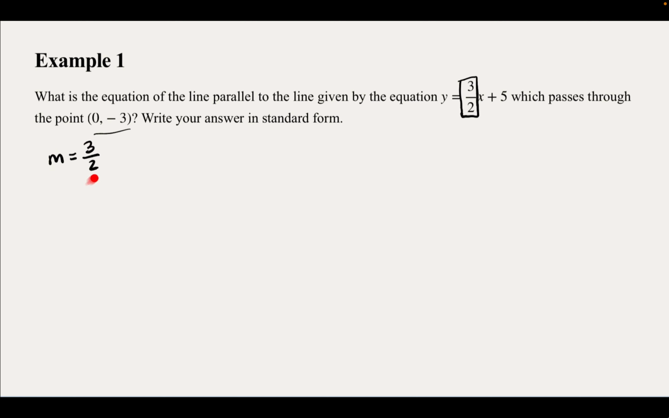I have the slope, I have a point, which means the equation that I should be using is point slope. y minus y1 equals m times x minus x1. You're welcome to use slope-intercept form to start off, but if you've got the point and the slope, it would be easier to just start off with this form. So y minus -3 equals the slope 3 over 2 times x minus 0.